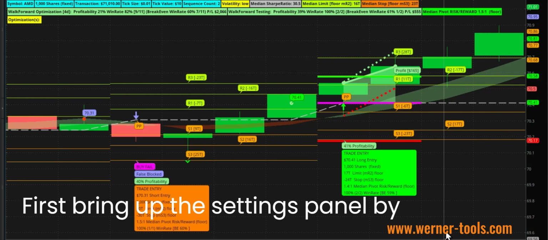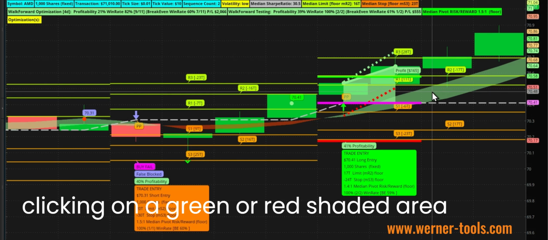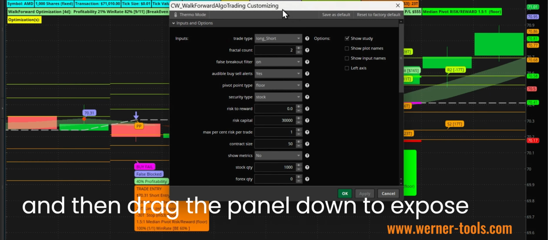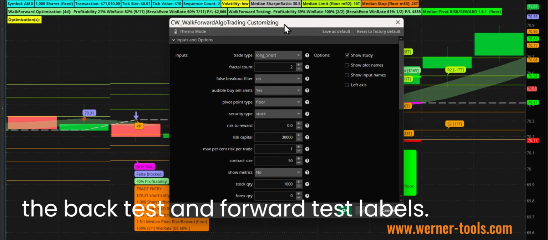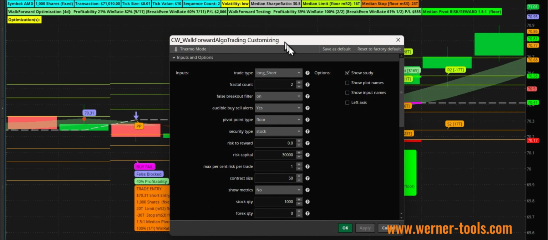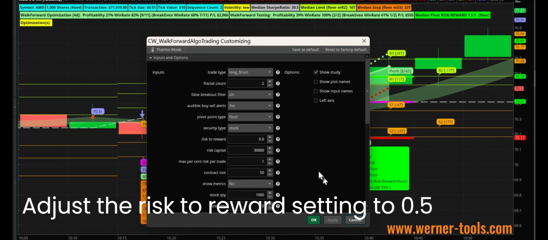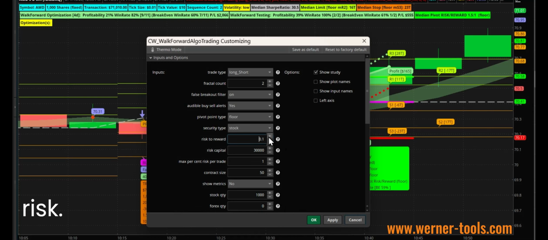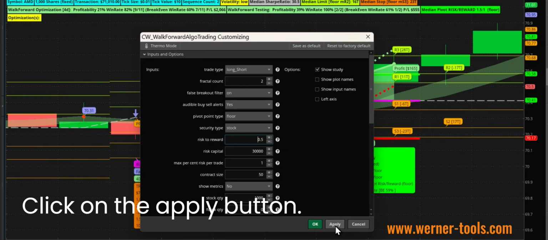First, bring up the settings panel by clicking on a green or red shaded area and then drag the panel down to expose the backtest and forward test labels. Adjust the risk-to-reward setting to 0.5 risk. Click on the Apply button.